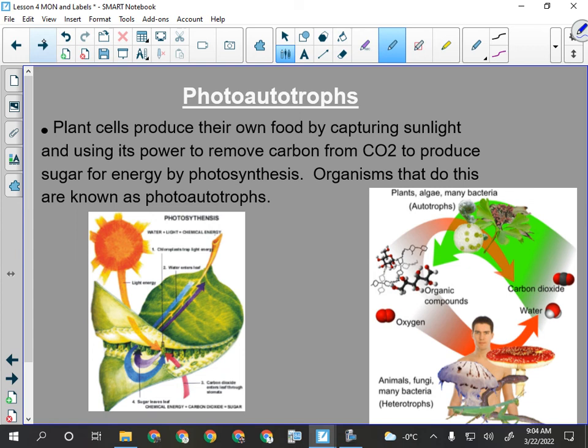Okay? If you are a photoautotroph, photo means light, auto means self, troph means feeding. So these are light self-feeding, so they are photosynthetic organisms. Okay? So plant cells produce their own food by capturing sunlight and using its power to remove carbon from carbon dioxide to produce sugar for energy by photosynthesis.